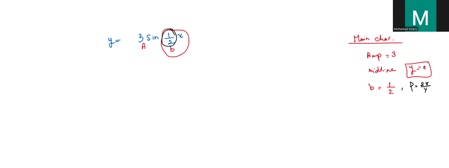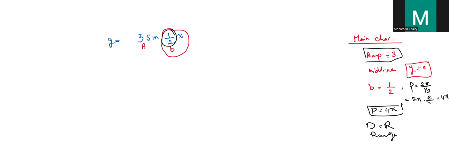Now, how can I simplify that one? Keep, change, flip. So it will be 2 pi times 2 over 1, so it's going to be 4 pi. Simple. So this is my period. The period here equals 4 pi. Keep this in your mind, please. It's very important. And the amplitude here also equals 3. Domain, all real numbers. Range equals what?